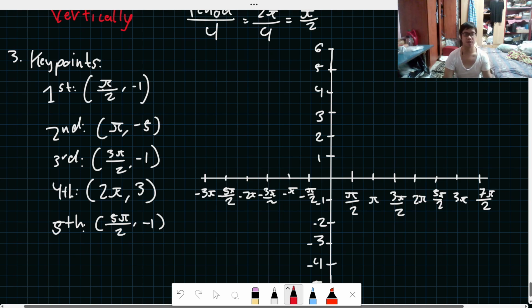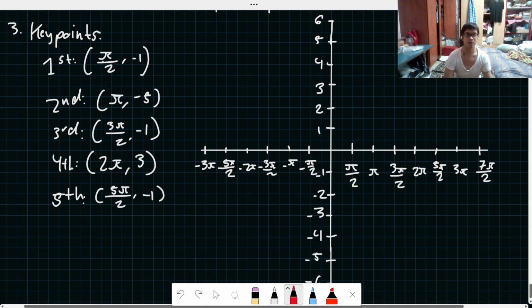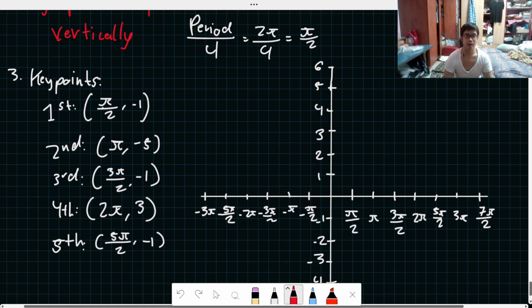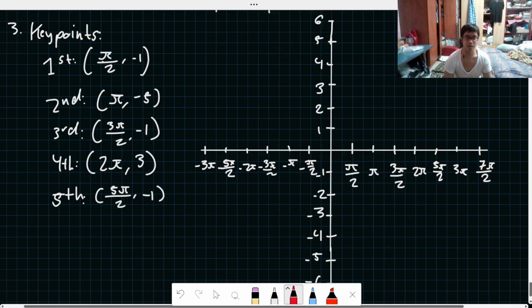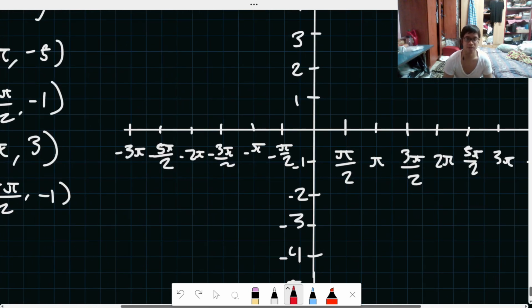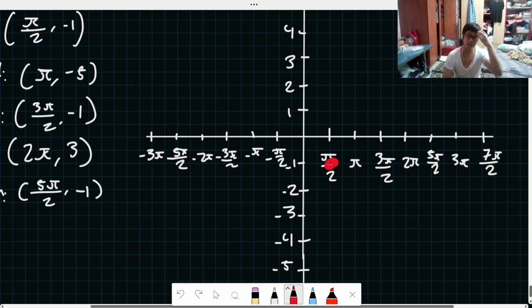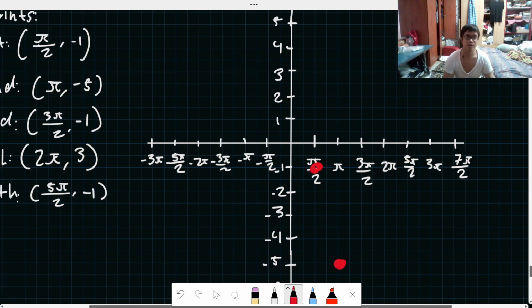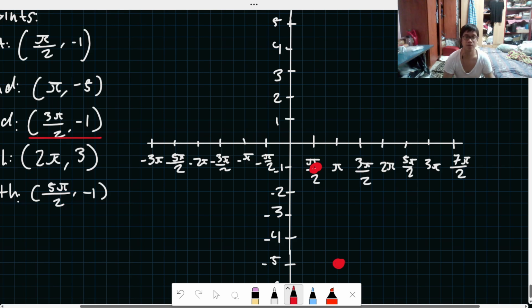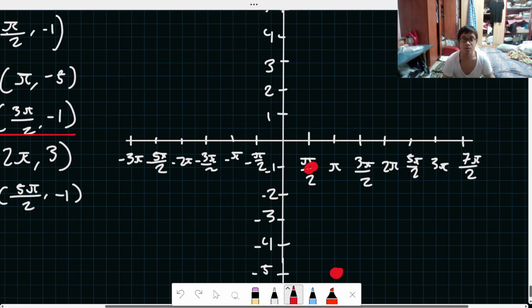Start first with the first key point. Your first key point here is pi all over 2, negative 1. So pi all over 2, negative 1, it's here. All right, at that point. Then next, pi, negative 5. So pi, negative 5, that would mean it's here. Next, 3 pi all over 2, negative 1. So 3 pi all over 2 is here, negative 1 is here. So I assume it's here. There you go.